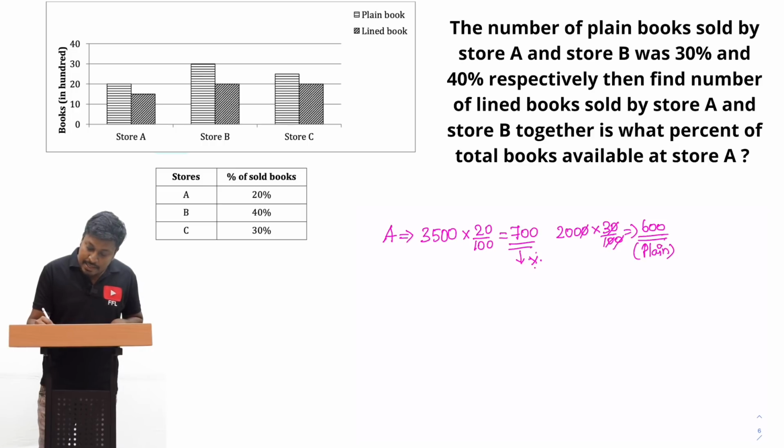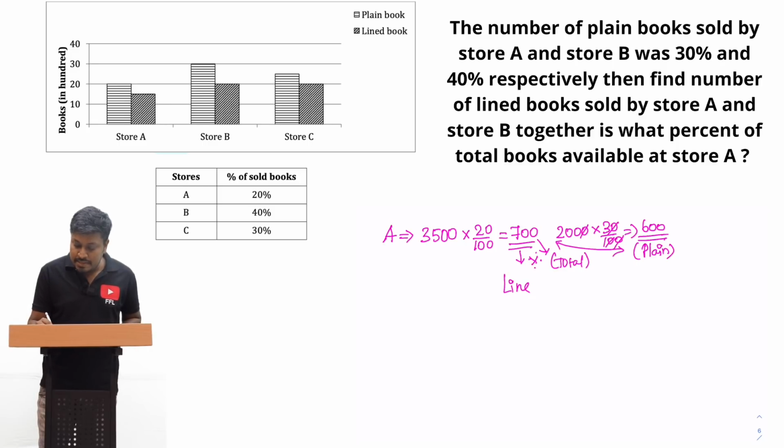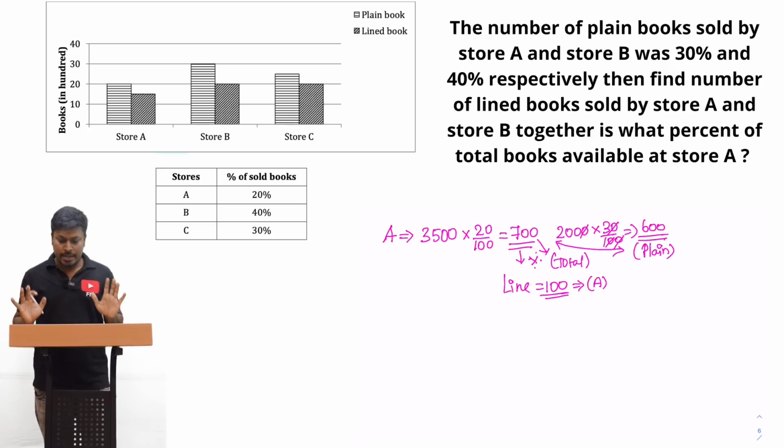Got it? 700 is what we found will be the total books sold. Out of this total books sold, 600 will be the plain books. If you subtract both the values, the resultant will be the lined books, which is 100. So friends, 100 lined books will be from store A. Understood how I solved this?